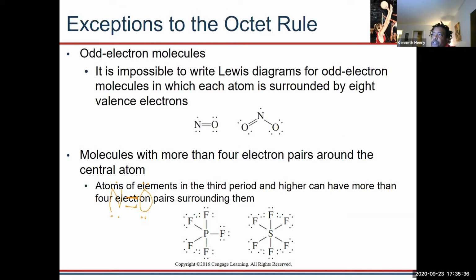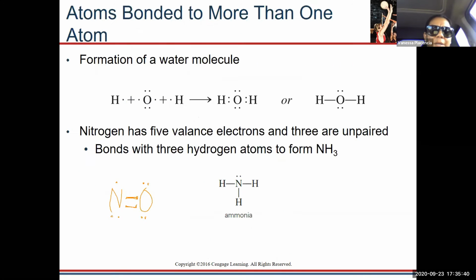Okay, Dr. Henry, I lost you at that last part where you counted. You said 2, 4, 6, 8 around oxygen and 7 around nitrogen? That's correct. Let's count them all together. We only have 11 to work with. We have 2, 4, 6, 8, 10, 11. So that accounts for all of our electrons.